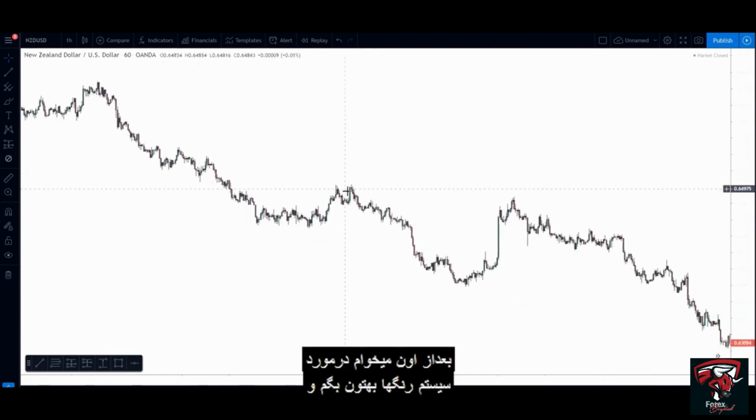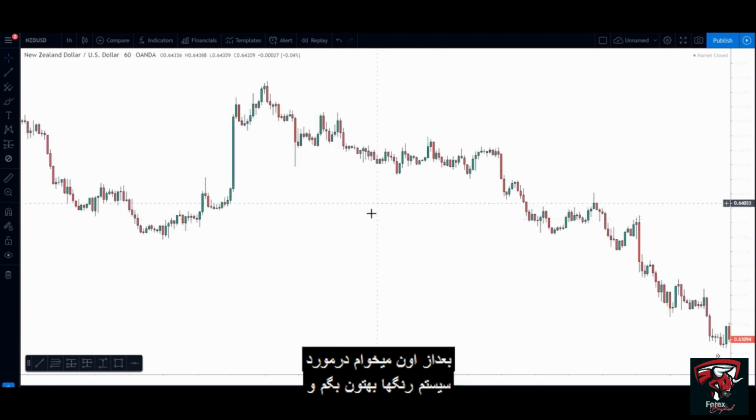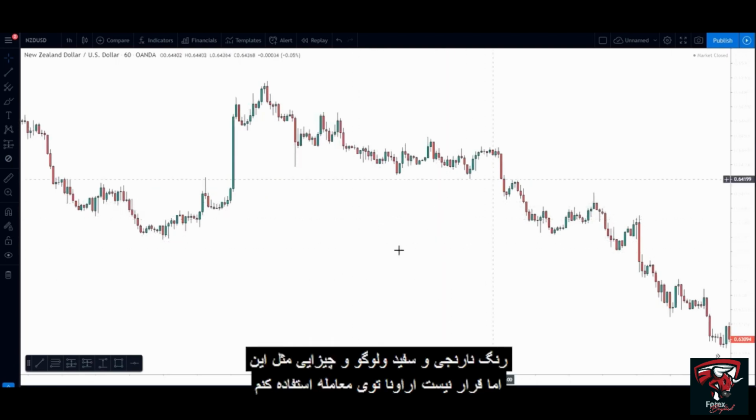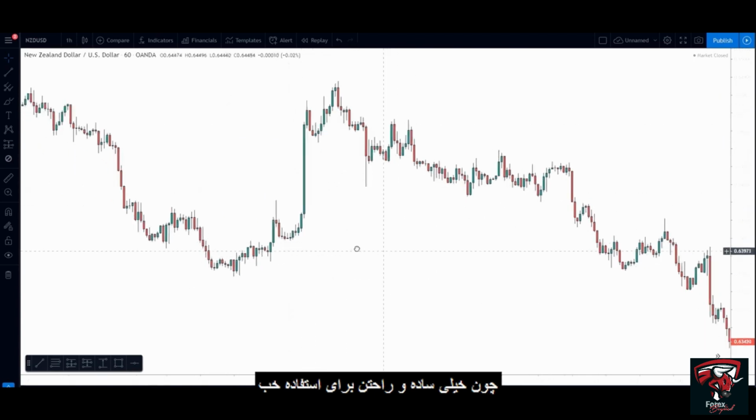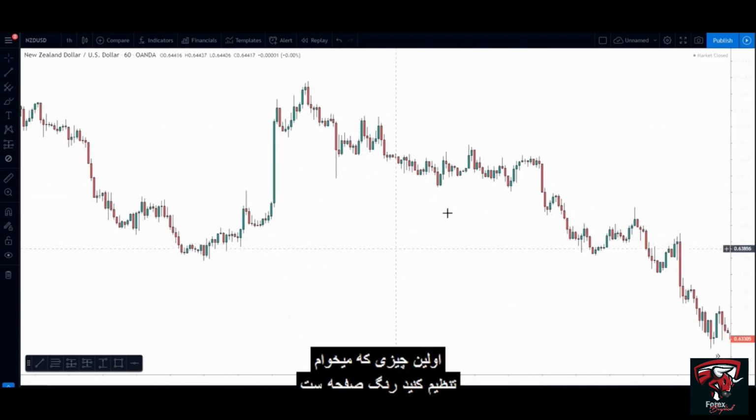Other than that, I'm going to show you guys the color system, okay? I know that I have an orange and white logo, but I'm not going to be using that when we trade because this is much simpler to see. This is easier to use. It's very clear, okay? So first thing I want you guys to set up is the color scheme.